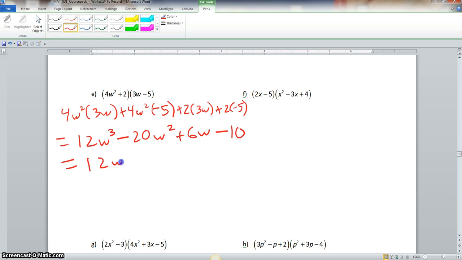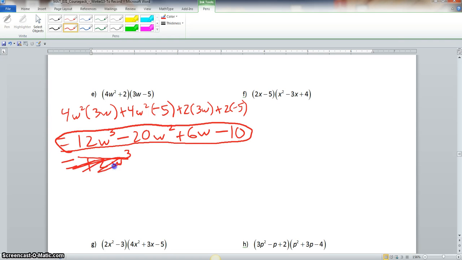Now we will have 12w cubed. Well, actually, we were done up here because there were no like terms, so we don't even have to do down here. So it's 12w cubed minus 20w squared plus 6w minus 10. Now that would take care of E. Now we will go to F.